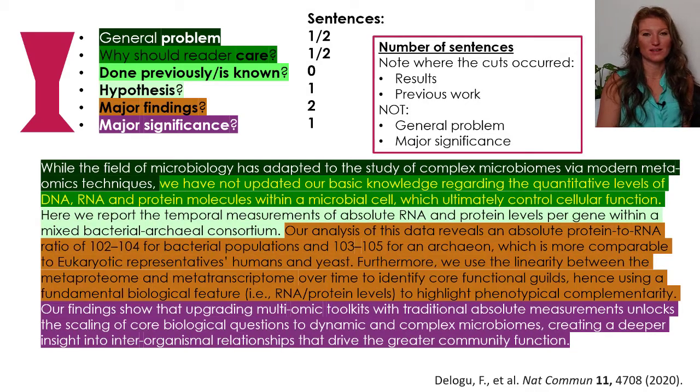Okay, so one thing that I hope you notice is the places where the cuts were made. If you look through this abstract, at the number of sentences for each of the different parts, one thing you might notice is that the third green color was cut out. There is no mention of previous work in the field, so that does save a sentence here. But otherwise, there's still half a sentence for the first two green colors. There's still a full sentence for the hypothesis or objectives. There's still a full sentence for the major importance of this work.